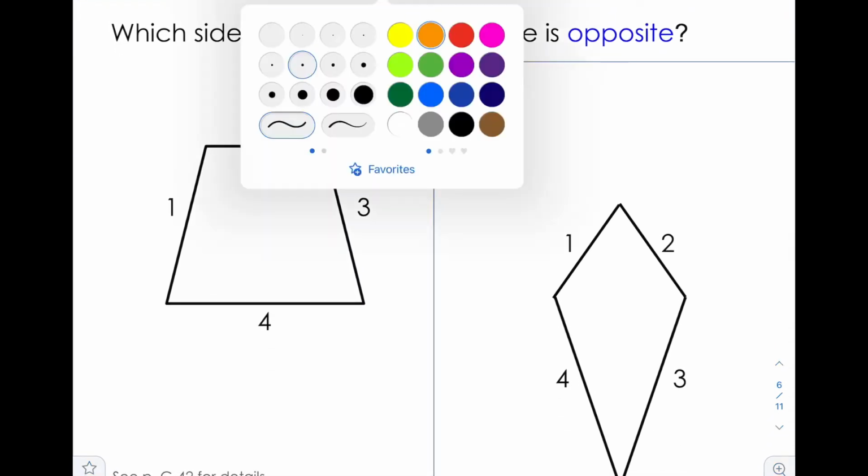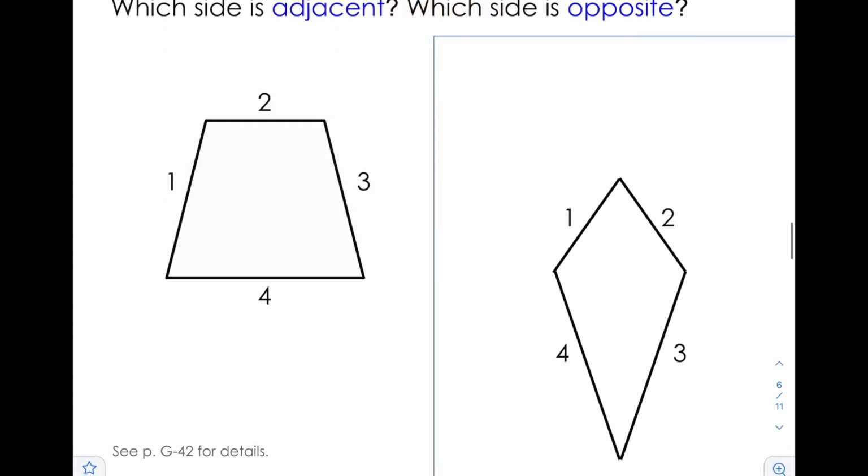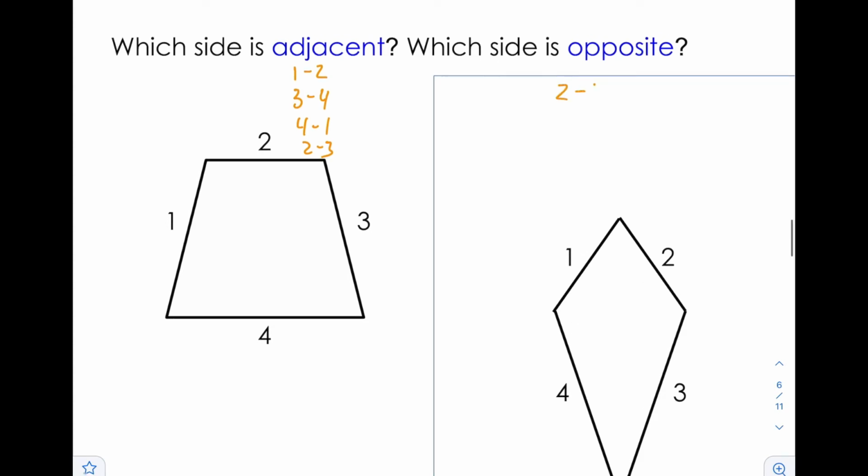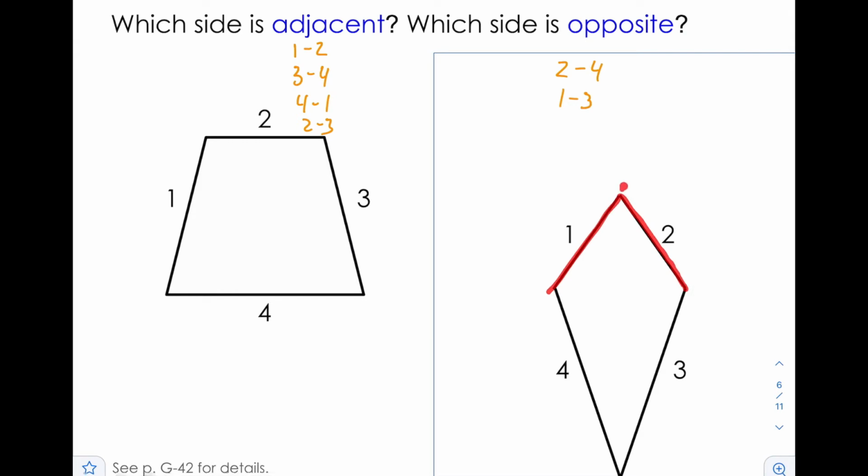So which side is adjacent? Which side is opposite? Both of these quadrilaterals are numbered in the same direction basically. So 1 and 2 are adjacent on both. 3 and 4 are adjacent. And 4 and 1 are adjacent, and 2 and 3 are adjacent. Opposite sides would be 2 and 4 and 1 and 3. Just to go over an example, 1 and 2 here share a vertex, so they are adjacent. 1 and 2 on this one also share a vertex, so they are adjacent. 3 and 1, for example, are opposites here and here. They don't have a common vertex. And same thing here. They are also opposites.